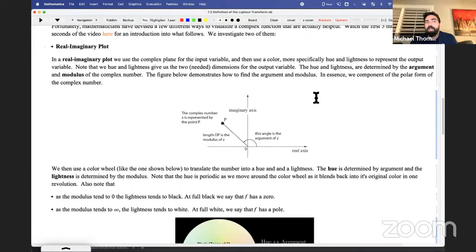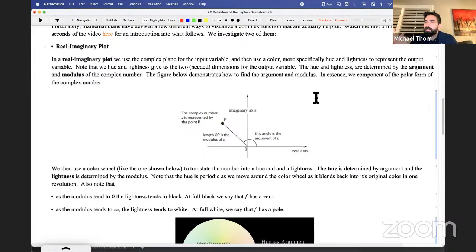Okay, so for the real imaginary plot, what we're going to do is keep the input variable in the complex plane. We're going to keep it there. It's the output variable that we're going to mess with. So we're going to use the complex plane. Now let's look at the output variable. The output variable, that a plus bi, that complex number, what we're going to do is represent that number using color. Okay, and there are two facets of color that we're going to focus on.